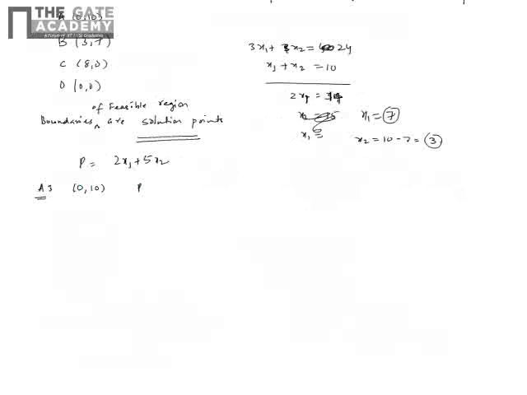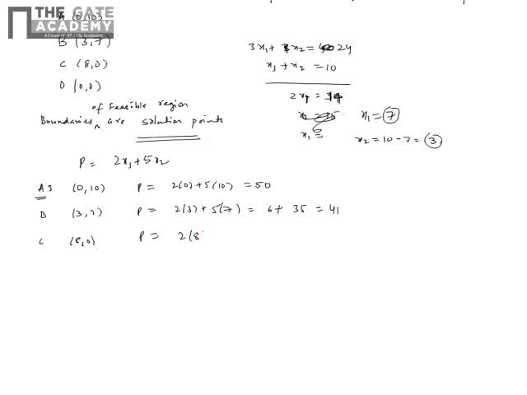At (0, 10), let's calculate the profit, which is 2 times 0 plus 5 times 10, which is 50. Now at (7, 3), the profit will be 2 into 7 plus 5 into 3, which is 14 plus 15, which is 29. At C, which is (8, 0), the profit would be 2 into 8 plus 5 into 0, which is 16. And at (0, 0), it has to be 0. So the maximum profit is 50, which occurs at A.